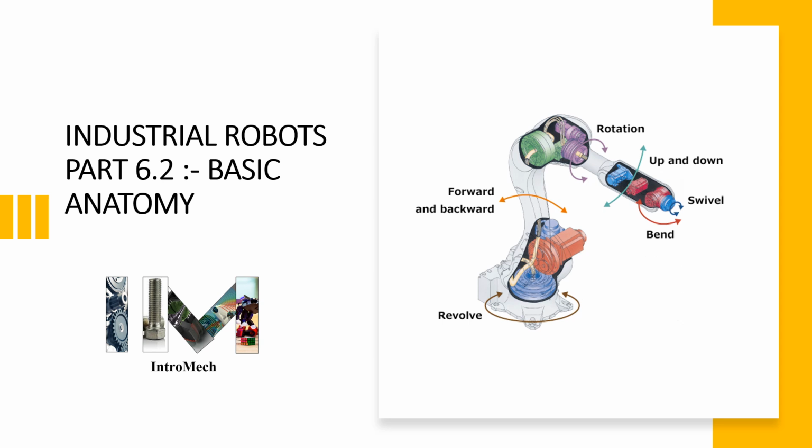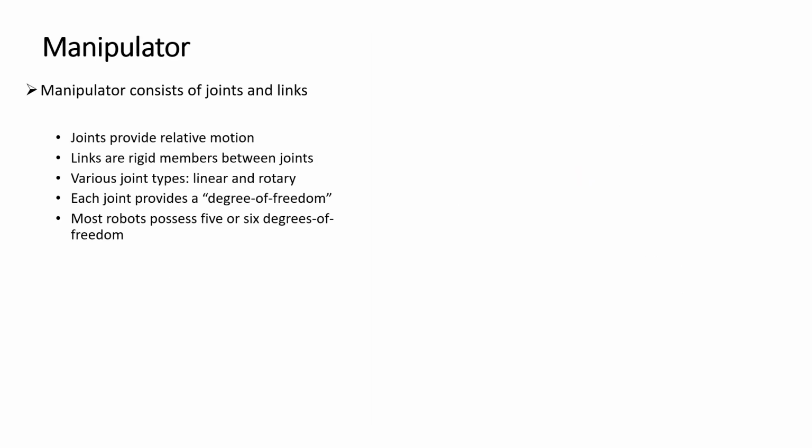So guys, we have started our new series related to industrial robots, and in our previous session we learned about some basics of the robots. Now in today's session we will see what are the different joints and links of the robots, and what are the different terminology and anatomy involved in the robots. So without wasting time, let's get started.